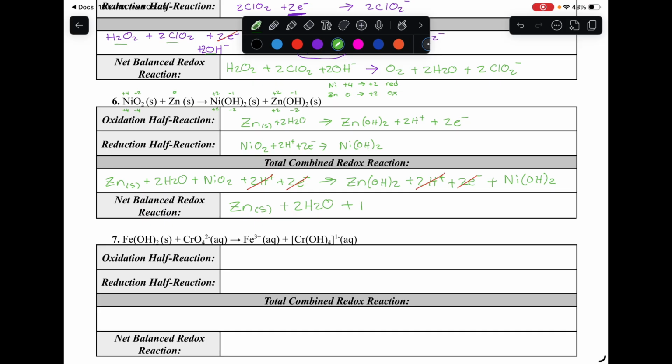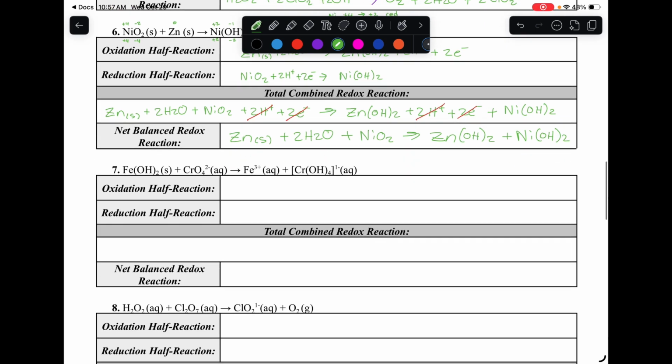Rewrite everything that was not canceled. And as you're doing it, double checking, counting your elements and charges, making sure everything is still balanced. All right, that one is done. Let's go to the next one here.